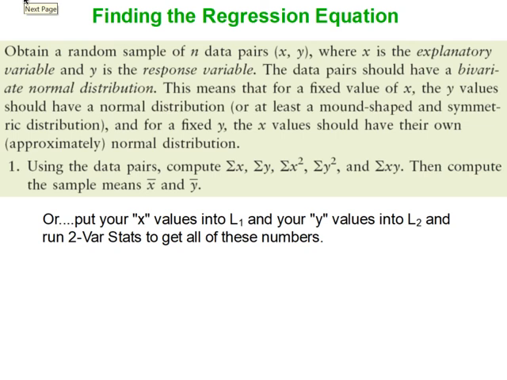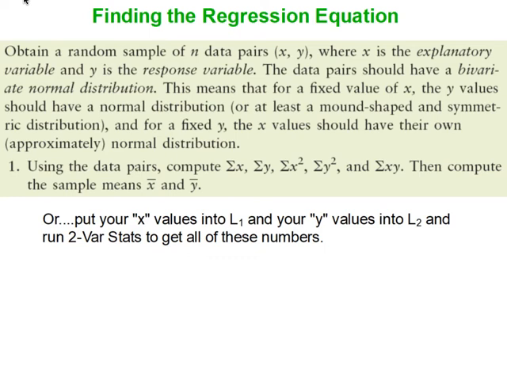Okay, finding the regression equation. This is in your book, but I'm going to read through it here real quick and skim through it. Obtain a random sample of n. Again, n is the number of ordered pairs you've got, where x is the explanatory variable and y is the response variable. The data pairs should follow a bivariate normal curve. So basically, it's a two-variable normal curve. It helps us out with a lot of other things. The distribution of y values for a fixed x value should be normal, mound-shaped or symmetric, and for a fixed y and x value should have their own approximate normal distribution.